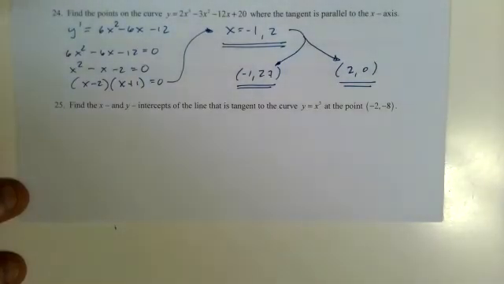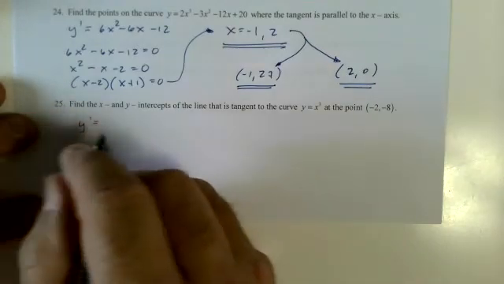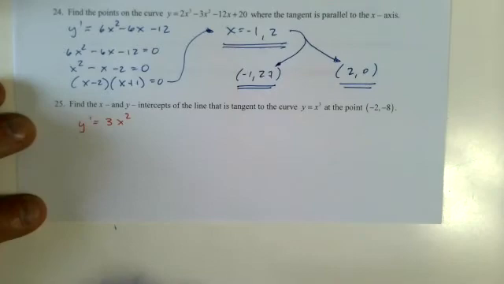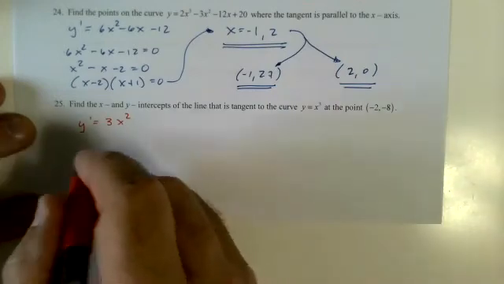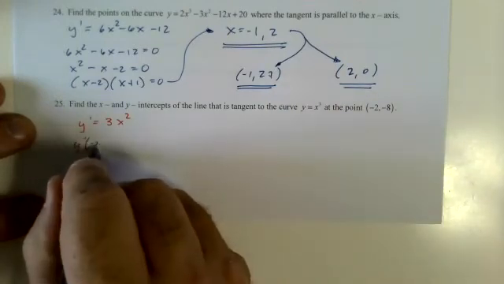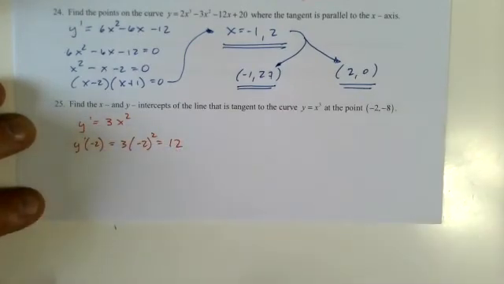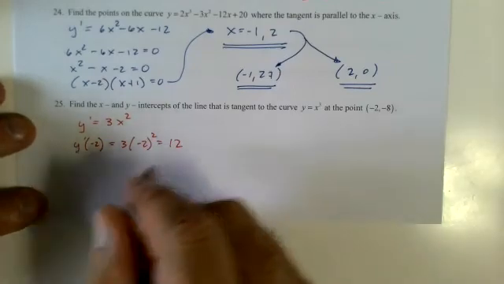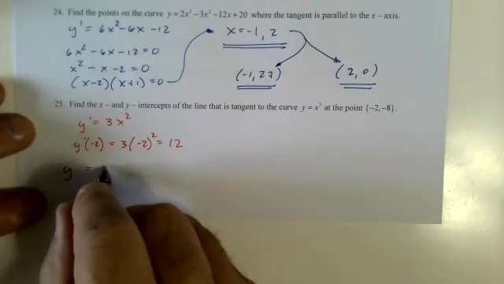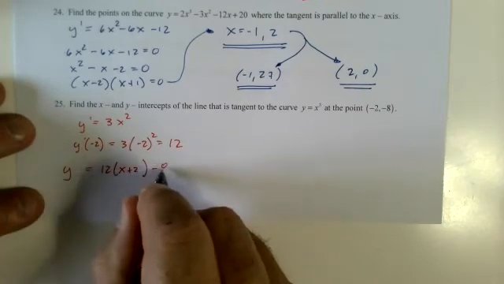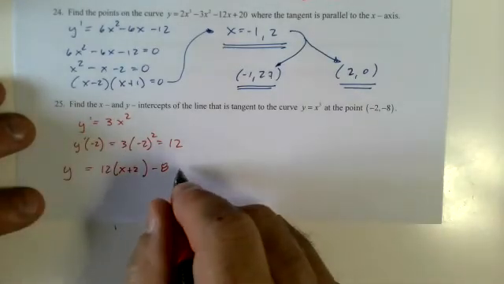Find the x and y intercepts. Line is tangent to the curve at the point -2, 8. So nice of them to give us that. y prime equals 3x squared. Interesting. -2, 8. y prime of -2 equals 3 times -2 squared equals 12. So y plus 8 equals 12, x plus 2 minus 8. All right, x and y intercepts.